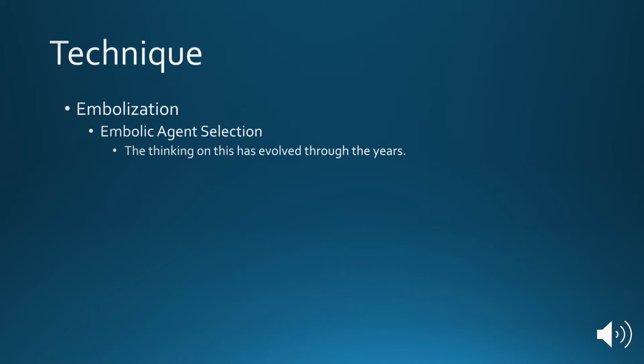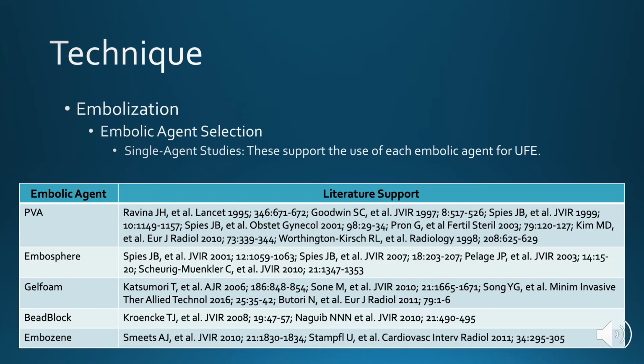It's fair to say that the thinking on this has definitely evolved through the years. When we first started doing fibroid embolization, I think most of us thought that anything we use will work. Then we started doing the research to either support or refute that statement. First, the research involved single agent studies. These were studies that simply looked at one embolic agent and then studied the outcomes when these agents were used for UFE. And each of these studies supported the use of their respective embolic agent for UFE.